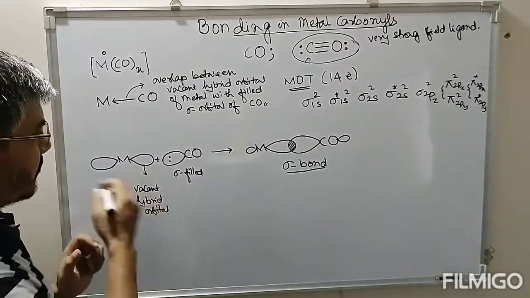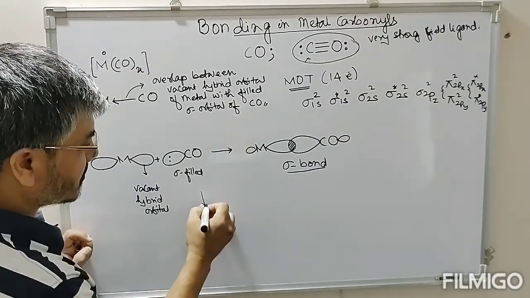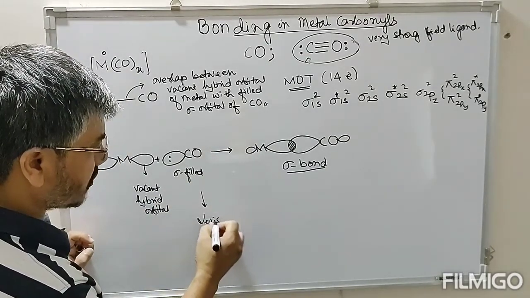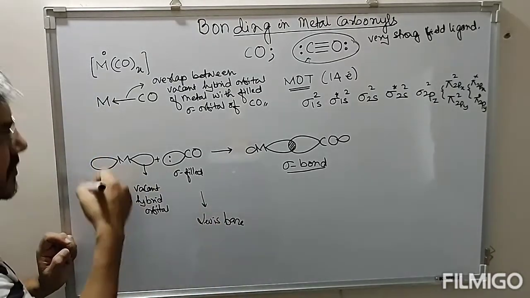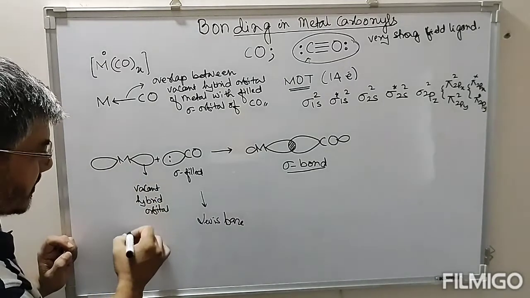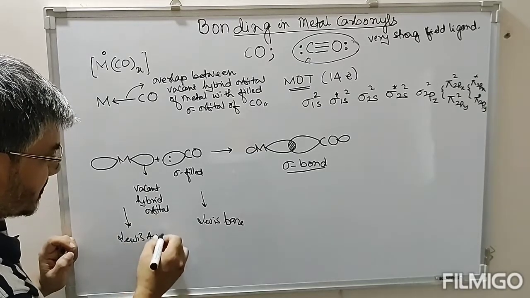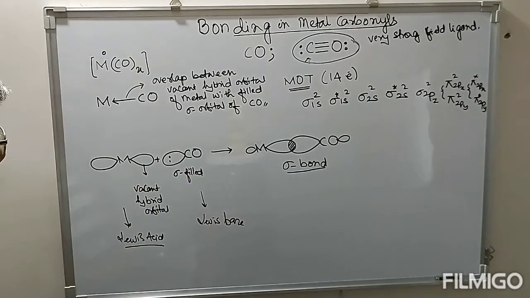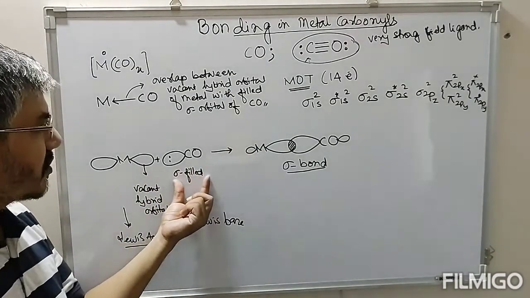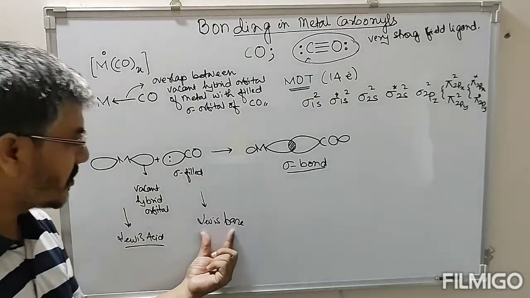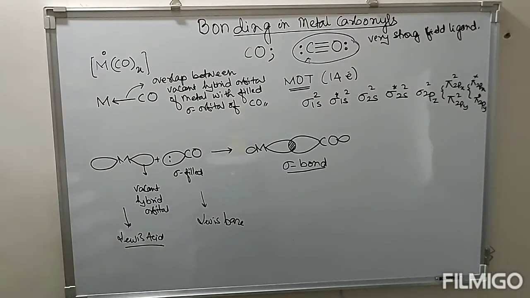So this is the formation of the sigma bond. In this formation of the sigma bond, the ligand carbon monoxide is acting as a Lewis base because it is transferring electron density to the metal, and the metal is accepting a pair of electrons, so the metal is acting as a Lewis acid. So during the formation of this sigma bond, by overlapping between the vacant hybrid orbital of metal and the filled sigma orbital of carbon, carbon monoxide is acting as a Lewis base and the metal is acting as a Lewis acid.